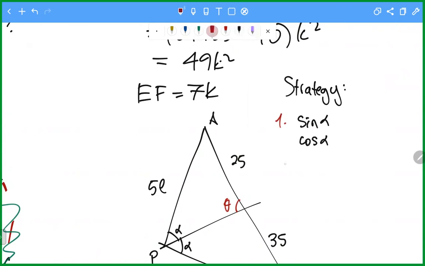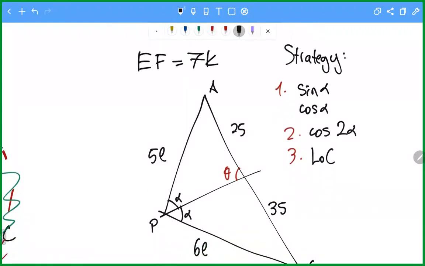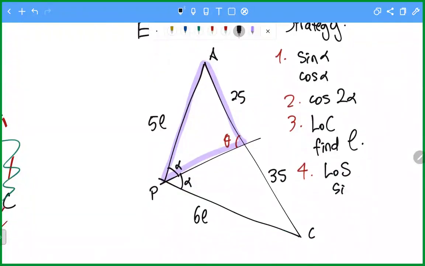And then next, we find cosine 2 alpha. Okay, and then use law of cosines with cosine 2 alpha and find K. I'm sorry, find L. Okay, next, after we find L, we use law of sines in this triangle and find sine theta.